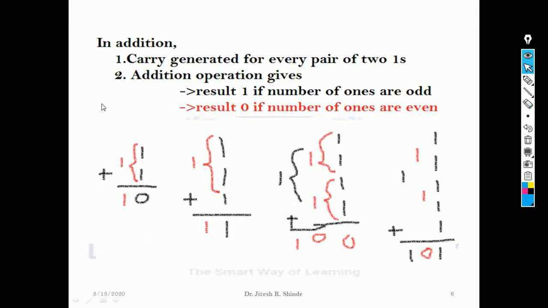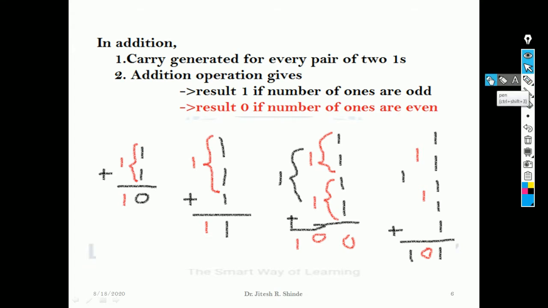Okay, before going with the next example, let's see some rules related to binary addition. While adding binary numbers, two or more than two, the first rule: a carry is generated for every pair of two ones, and the addition operation gives the result 1 if the number of ones is odd. The result is 0 if the number of ones is even. Let's see with the example.